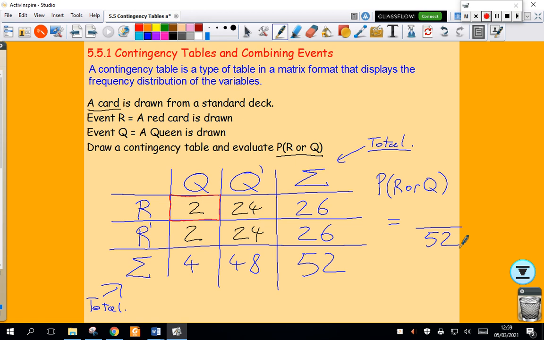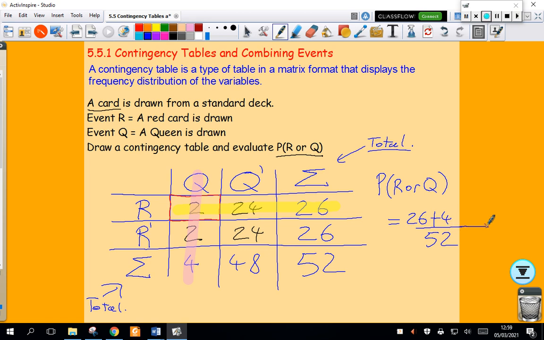How many ways, the total number of ways the event may occur? Well, one thing I can do is count all the cards that are red or queen. If I count along this row, there are 26 cards that are red. Counting down this column, there are 4 cards that are queens. So if I count all those, that's 26 red cards plus 4 queens.